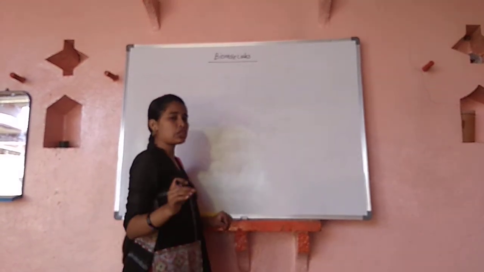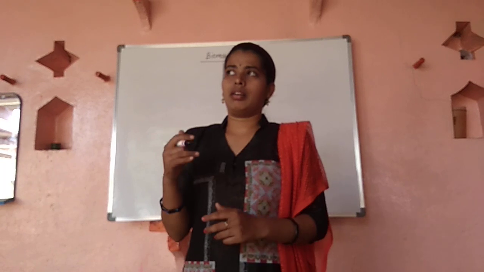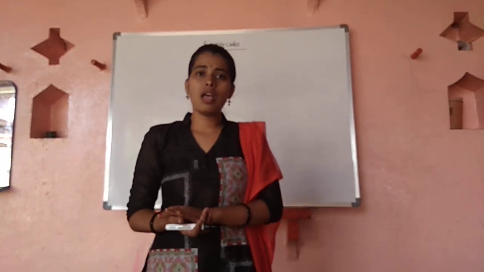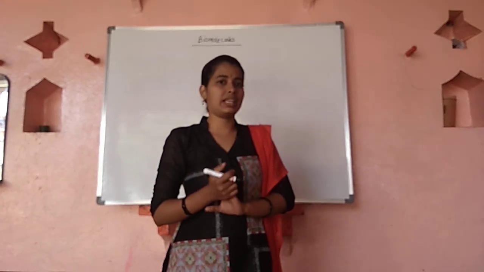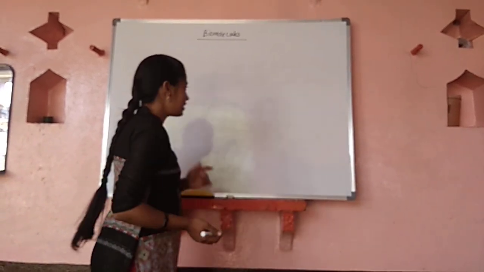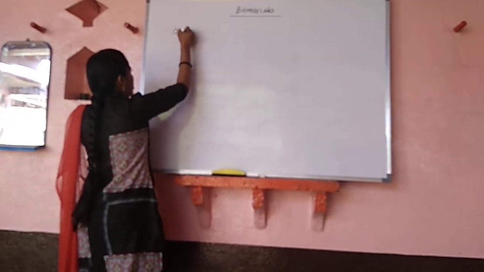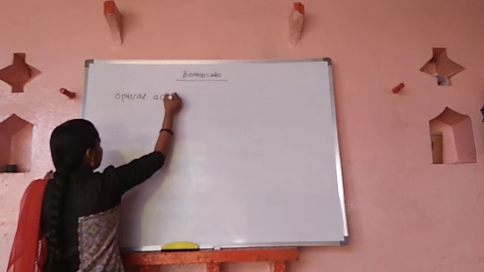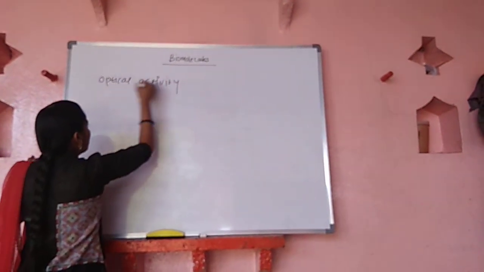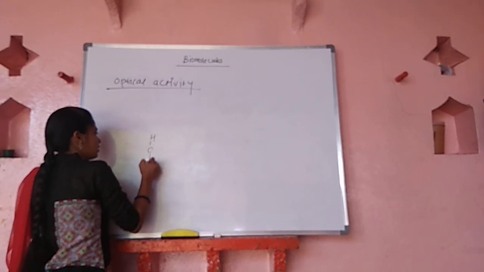Do all compounds show optical activity? No, only a compound with an asymmetric carbon atom can show optical activity. So students, glycine cannot show optical activity. Why? See the structure of glycine. What we are going to study is optical activity. The structure of glycine is like this.